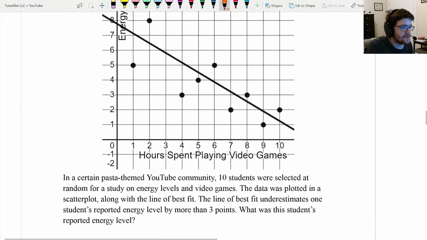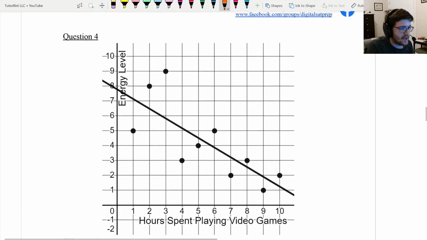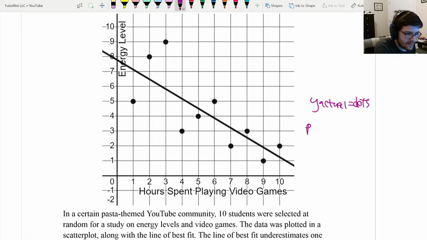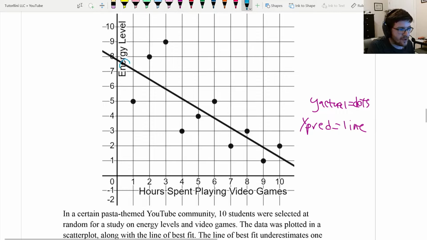What is the next one? Okay, so this is a scatter plot. The most important thing to understand for scatter plots is that the actual y values are dots, and the predicted y values come from the line. So if the question is asking you about the line of best fit, you should be looking just at the line. See? Just be looking at the line.